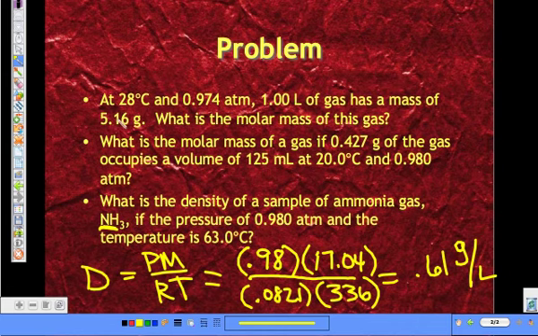Questions on that one? I'm putting in 17.04 times 0.980 equals 16.6. And I press the divide button. Put the parentheses. Why do you put parentheses? If you put 0.0821 times 336, you have to use parentheses, because otherwise it's going to divide by R and then multiply that whole thing by 336. Or you could put divide by 0.0821, divide by 336. Just make sure you use divide both times, because you're dividing the top by them both. But yeah, it should be 0.661.